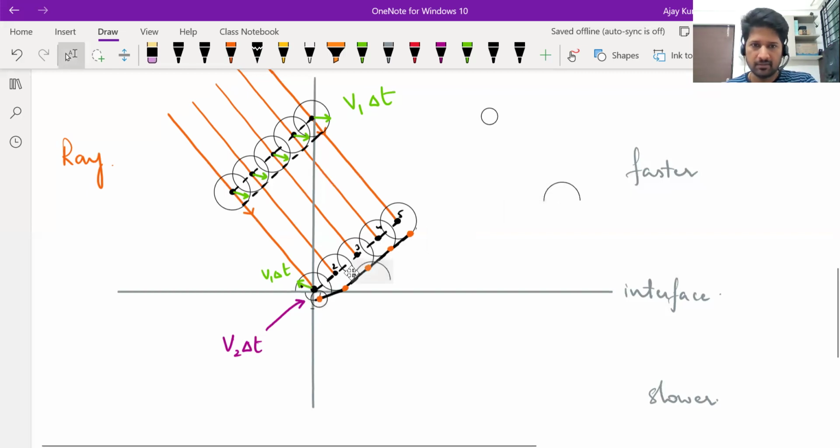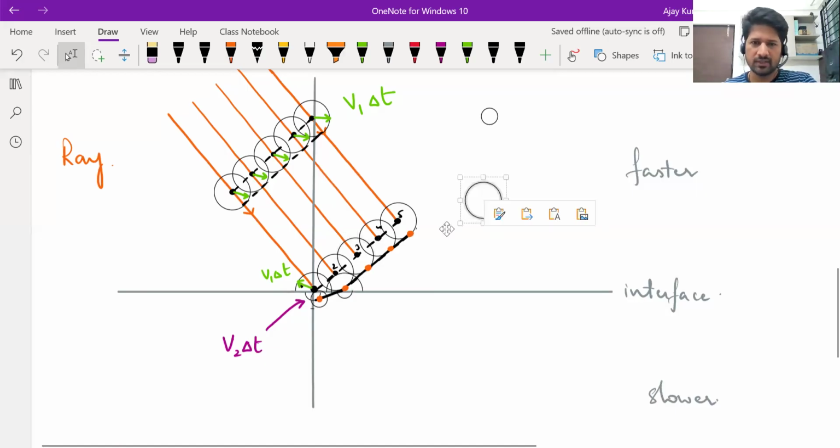In the upper medium, it will be able to disturb particles up to a greater distance because the speed is more. But in the lower medium, the second medium, it will only be able to disturb particles up to a shorter distance because the speed there is v2. So radius will be v2 delta t.